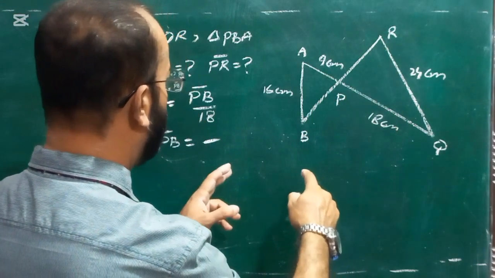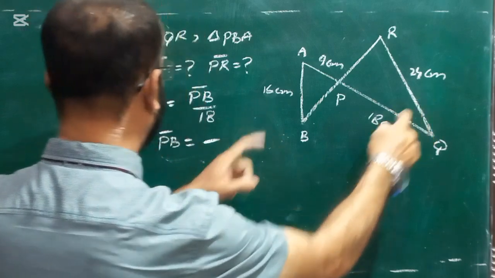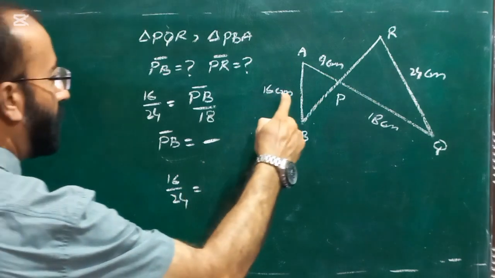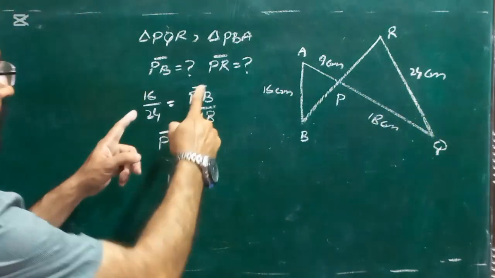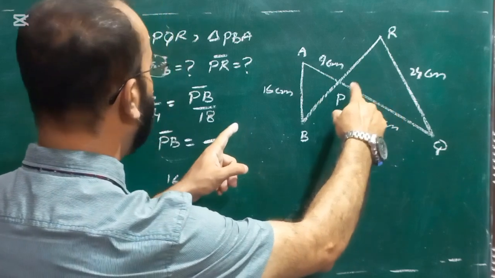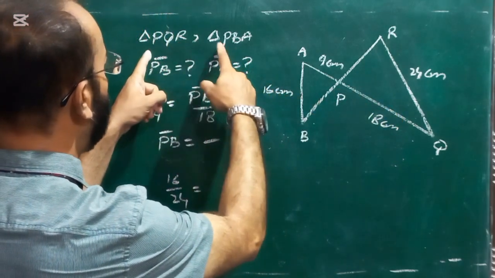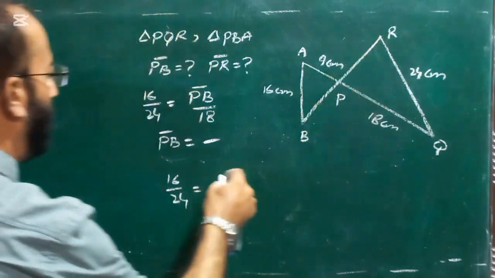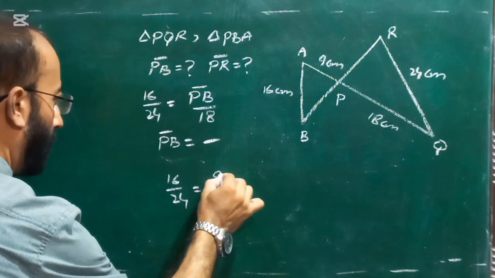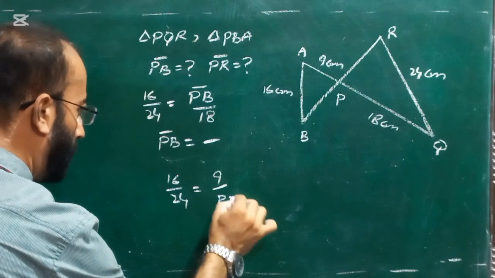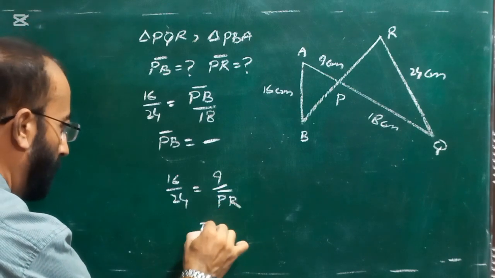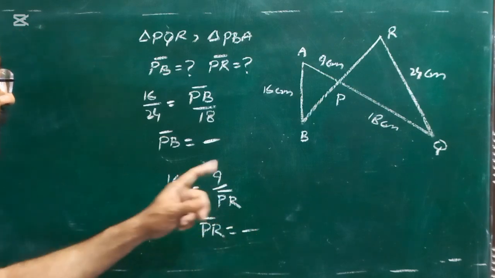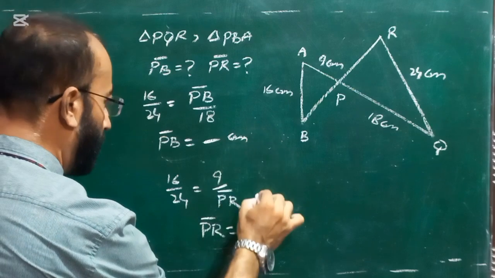Okay. So again, 16 by 24. So we are moving from smaller to larger, and the thing required is PR. So PR will be equal to PA. So 9 over PR. From here, cross multiply the values and you will get the value of PR. Unit will be centimeter in both cases.